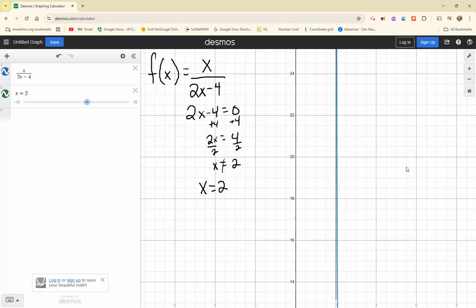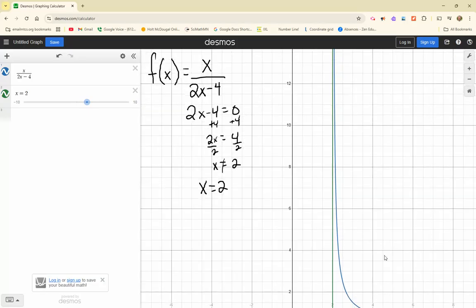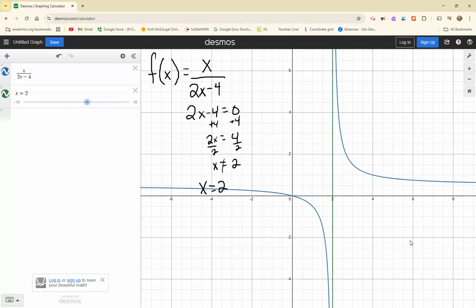So that is essentially what an asymptote is. And in order to find it, you just find the restricted value of the function. And then it is the equation x equals that restricted value. And that is your vertical asymptote.